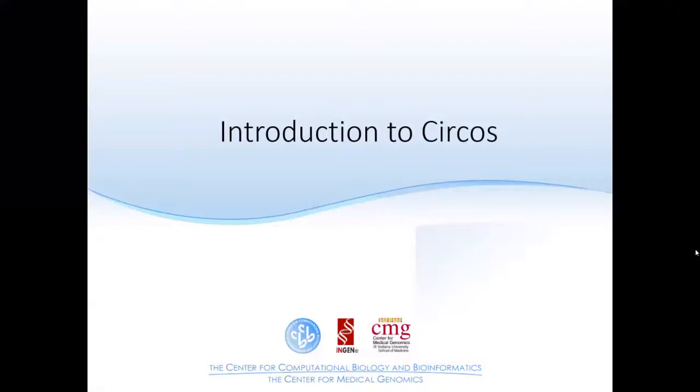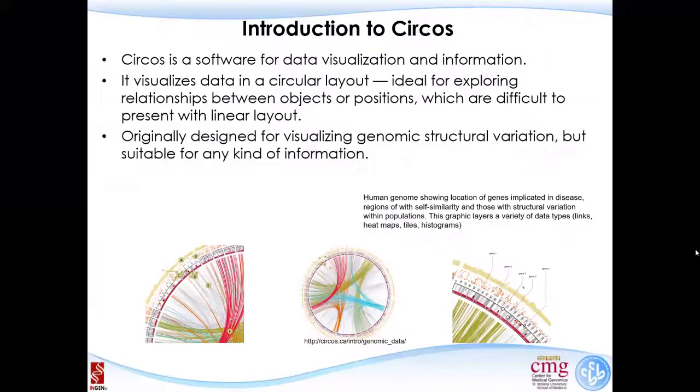Another very popular tool is Circos. Circos is software for data visualization and the information in the circle view. The benefit of circle view is that, like previously in the WashU genome browser, we can see the interaction from one chromosome to different locations. So it's very convenient to see the long range interaction. That's the purpose of people developing Circos, to visualize genomic structural variation from long distance.